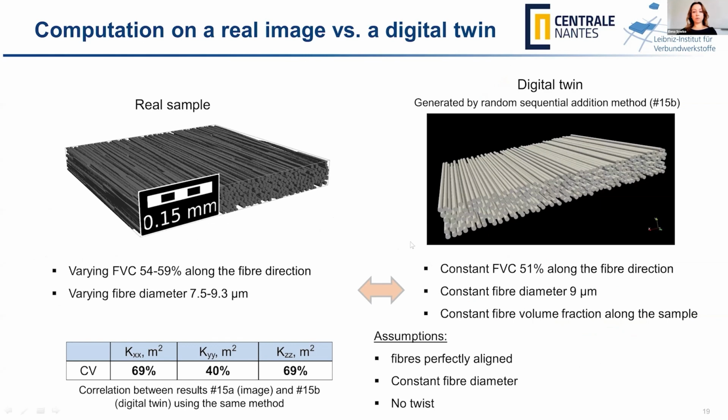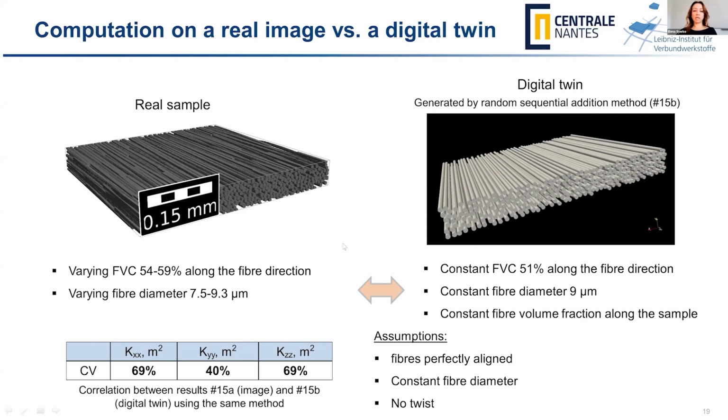So another interesting point to look at is how the usage of the real image and the digital twin can be used, because sometimes we don't have access to, for example, expensive tomography facilities. And so sometimes the digital twin, a point that was discussed in some presentations yesterday, can be used. So this point was verified by one of the participants. It was generated by a random sequential addition digital twin.